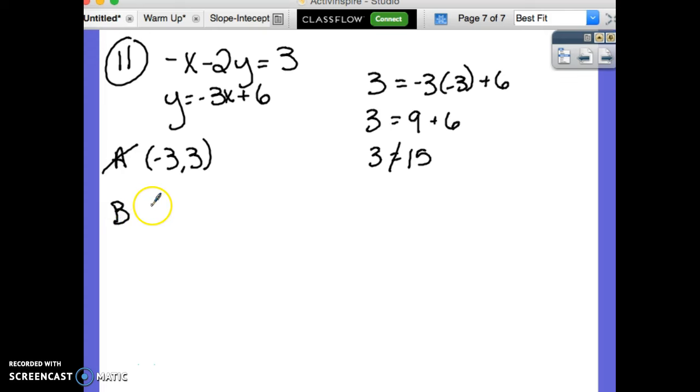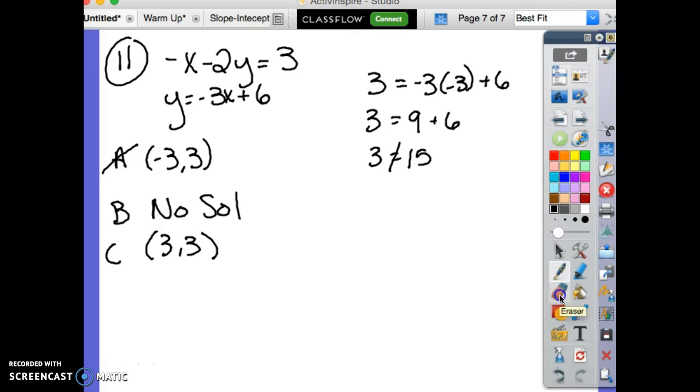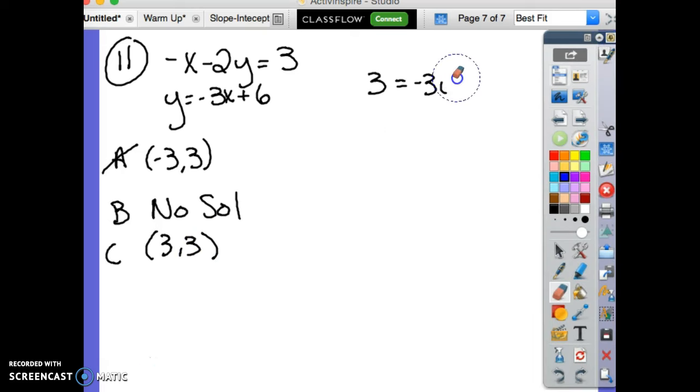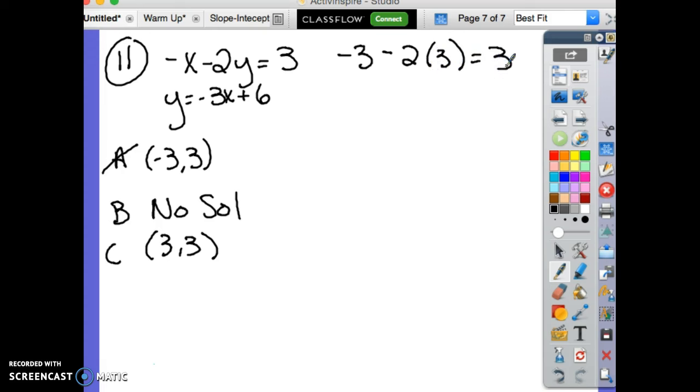B says no solution, so I'll save that one. If C and D don't work, then I know it's B. So let's try 3, 3. Okay, really the only thing that's changing is this negative became a positive. So I'll use this top one just this time. So negative x would be negative 3 minus 2 times 3 equals 3. So negative 3 minus 6, that's negative 9. That does not equal 3. So it's not C.